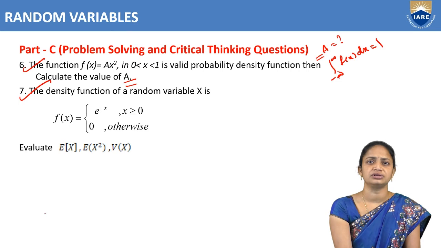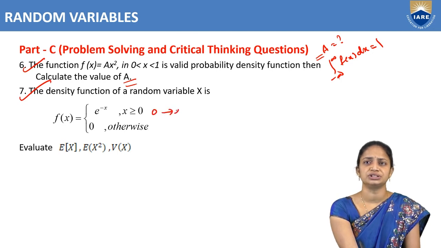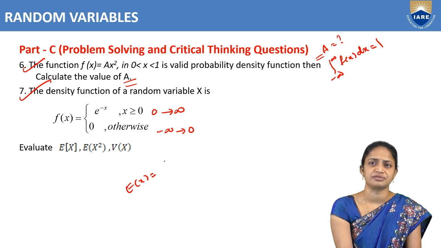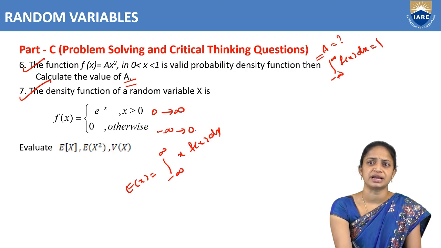So coming to the seventh question, this is also based on probability density function. Here they have given f of x, x greater than 0 means 0 to infinity, and less than 0 means minus infinity to 0. So we have to find expectation of x. In continuous, expectation of x is integration over minus infinity to infinity x into f of x dx. We just have to split the limits like minus infinity to 0 and 0 to infinity.